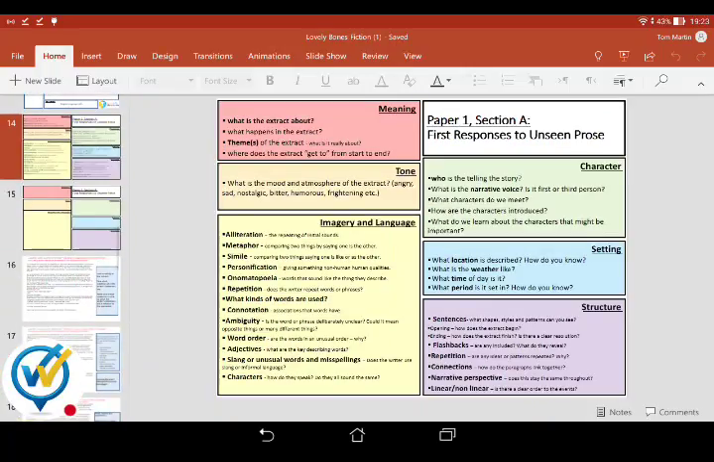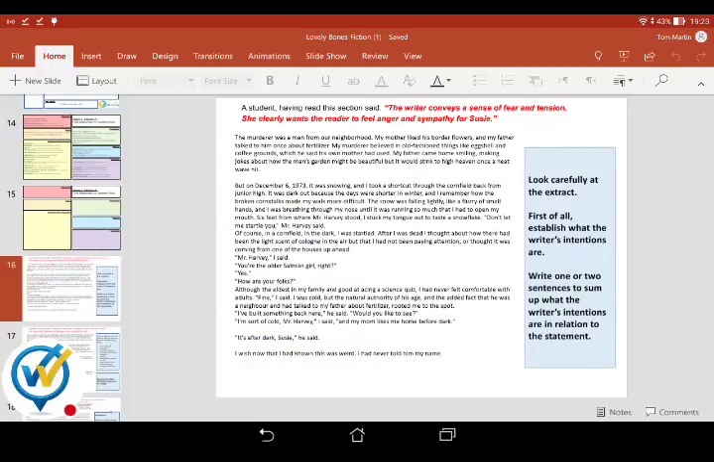Okay? And I know this is how you've practiced. So you can see at the side here the text says: look carefully at this extract. First of all, establish what the writer's intentions are and write one or two sentences to sum up what the writer's intentions are in relation to the statement. Now, a lot of the time in the exam, you might not get time to do that. But what you could be doing as you're reading through is start highlighting.